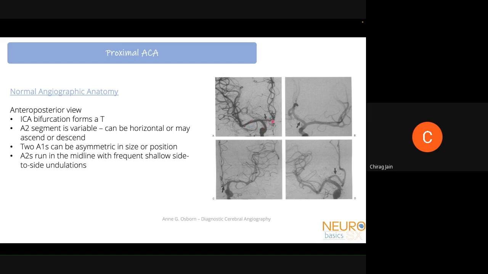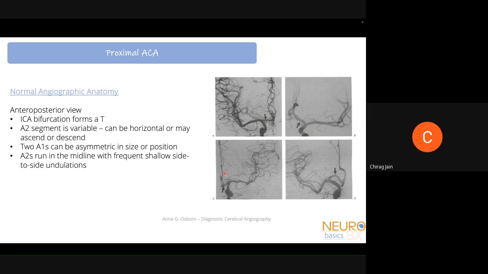The A2 segments, that is again the A1 segments. The A1 segments can be variable, so they can be horizontal, or they can even ascend up like this, or they may even descend down. And the A1 segments on both sides can be quite asymmetric in size as well as position. After the A1s, the A2s will always run in the midline.